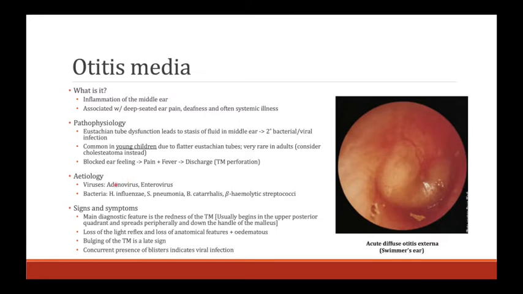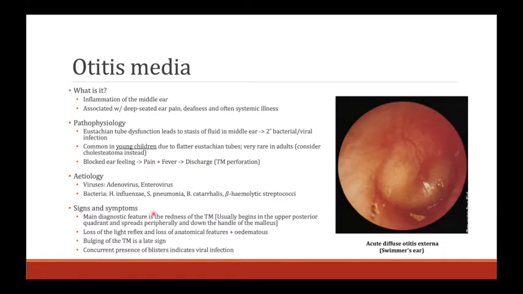Causes, again, typically viral. So adenovirus and enterovirus are the big ones here. But bacterial causes include Haemophilus, Streptococcus, Catarrhalis, and beta hemolytic streptococci as well. In terms of signs and symptoms, we spoke a little bit about the constitutional symptoms being pain and fever, as well as some discharge from within the tympanic membrane.